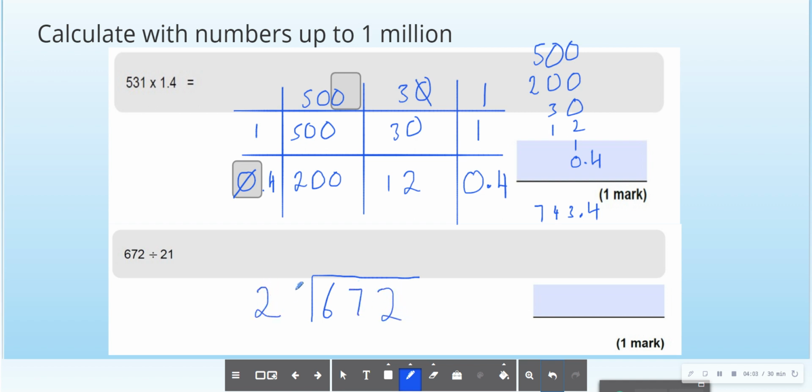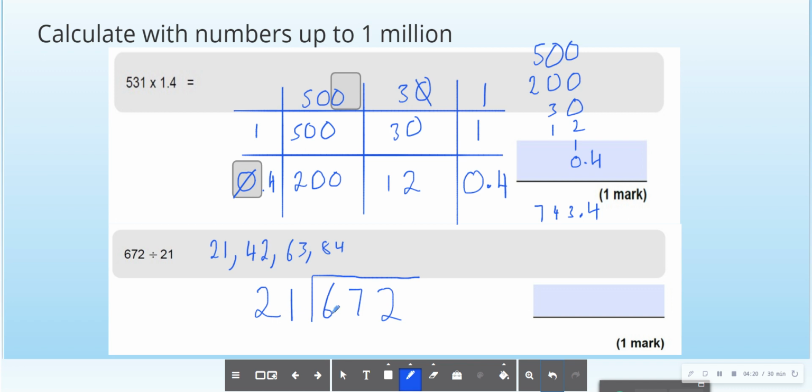And for your division, we've got 672, so the number that we're dividing goes inside the bus stop, and the 21 goes outside the bus stop. We might not know our 21 times tables, so I'm just going to write a few of them out. So 21, adding 21 each time, 42, 63, 84. Okay, that's probably going to be enough. We're only going up to 67.